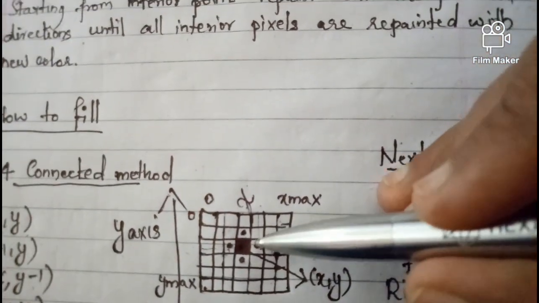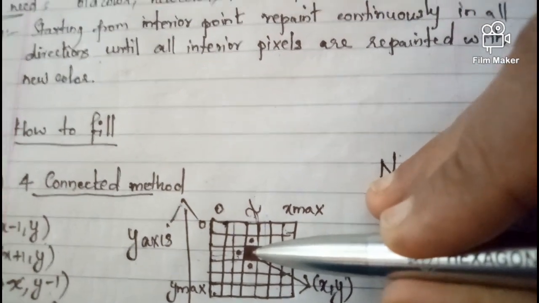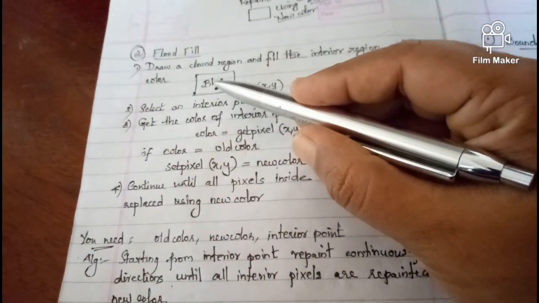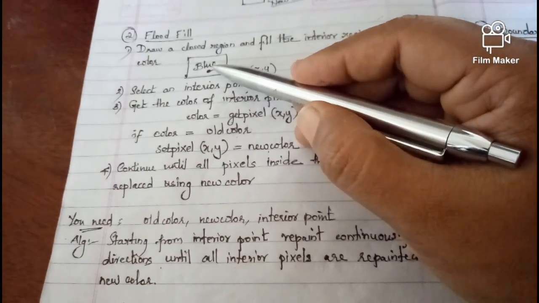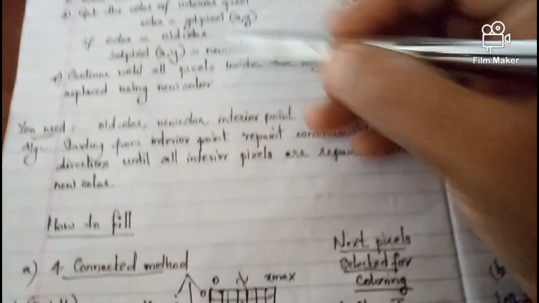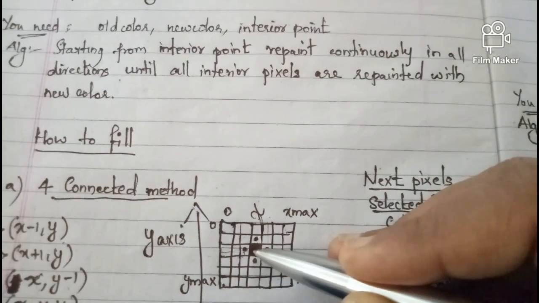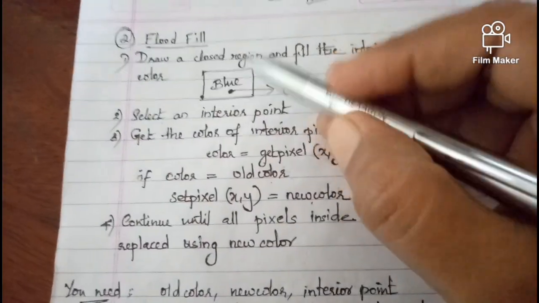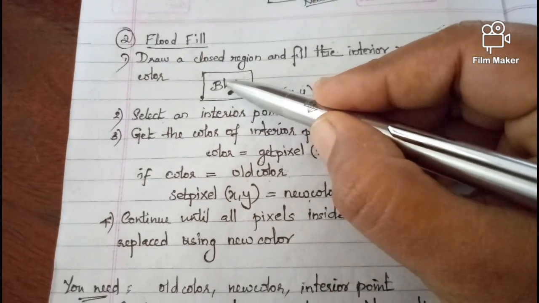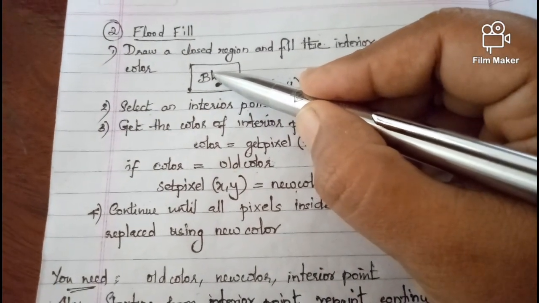So I just want to say, we know how to select the first pixel. You can select any pixel from the interior region. There is no condition inside this. You can select any pixel which lies inside this region. So it is easy to select xy. But after selecting a pixel, how can we select the next pixel for coloring?